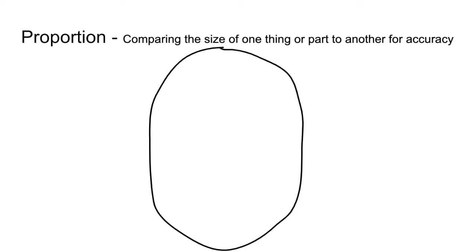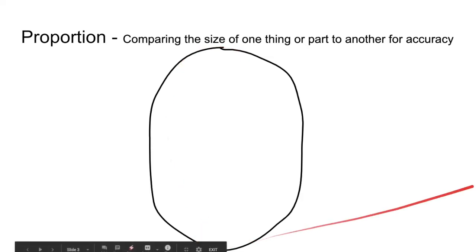So what I have drawn here is kind of like an upside down egg shape, and that's going to be the outline of our head. What you'll want to remember is that this curve right here is the very top of your head, the crown of your head, and then down here is your chin.